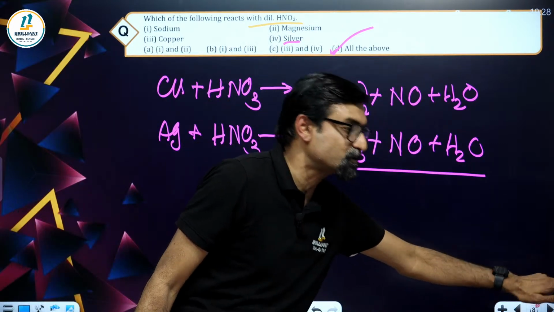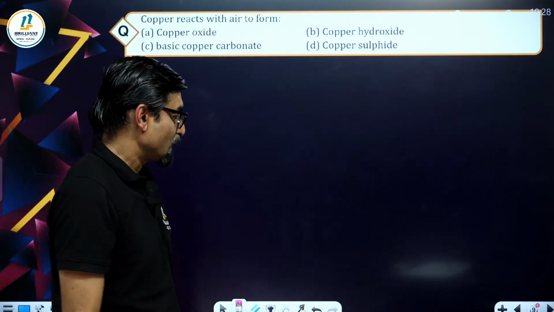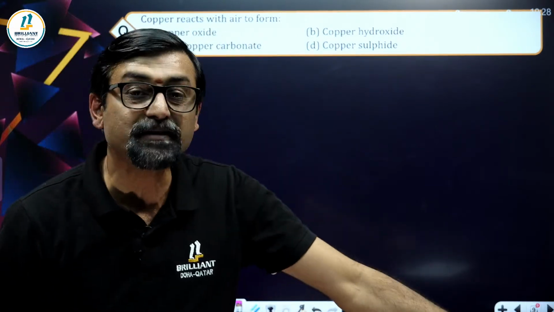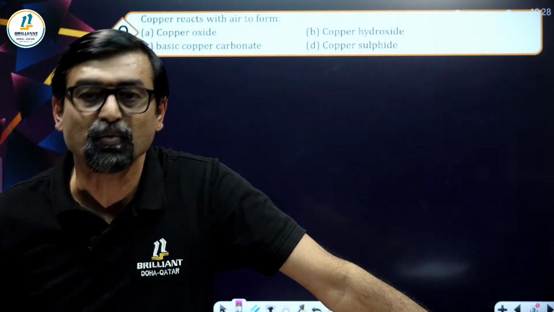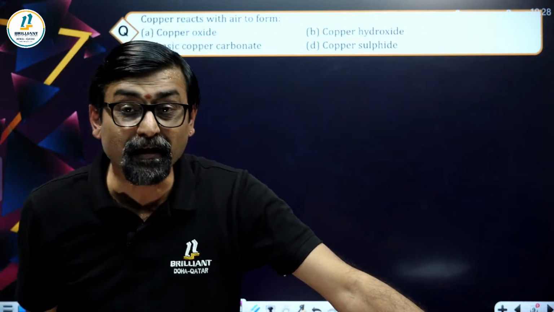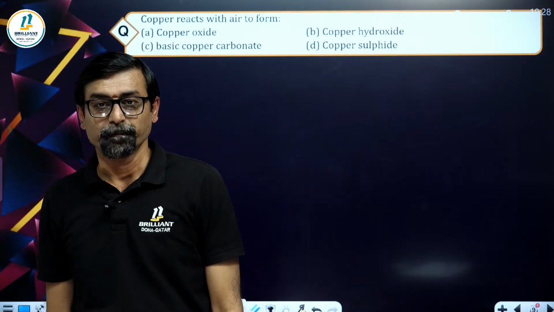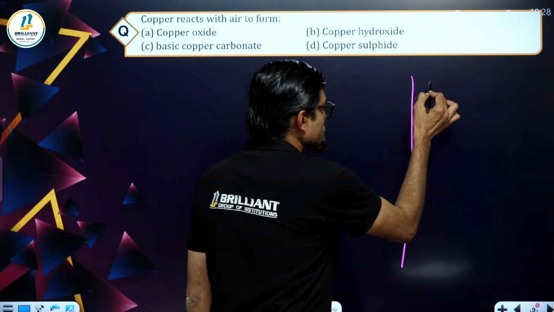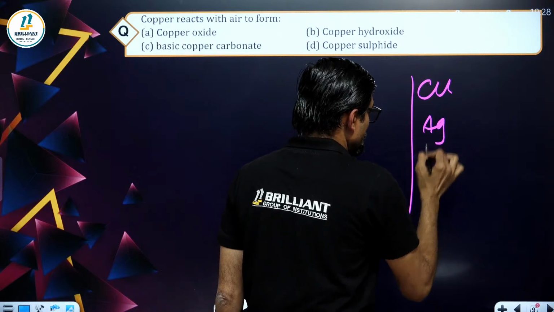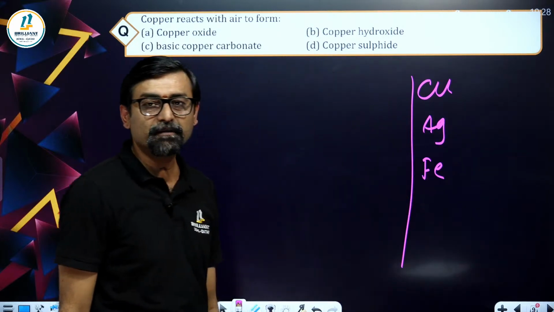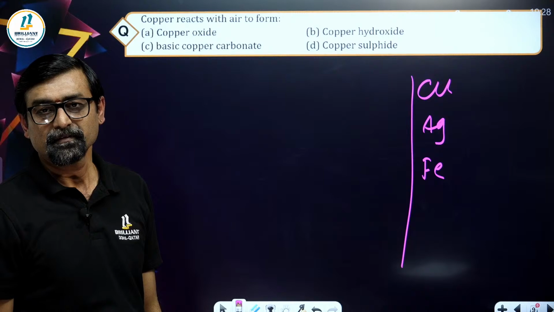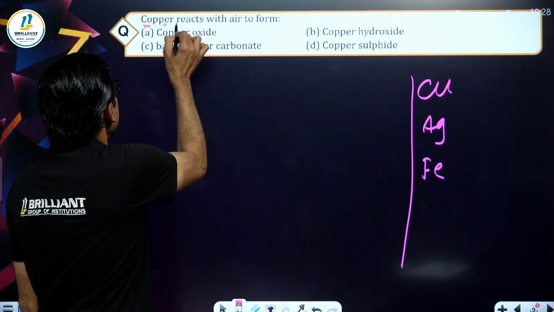Let us go for the next question. Copper reacts with air to form what? Whenever we say air, is it only air? It involves air, moisture, everything present inside. So what happens to copper with air? In the topic of corrosion, we study 3 metals: copper, silver and iron. These 3 metals' corrosion we have studied, and they have given their own results. Out of that, we are discussing copper. What is the answer here?